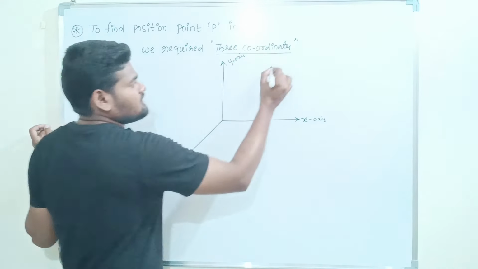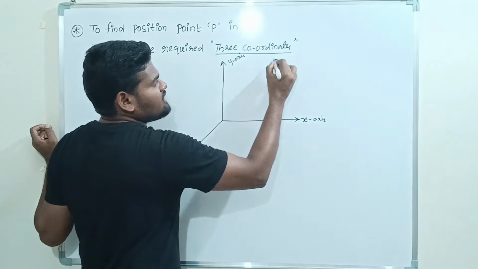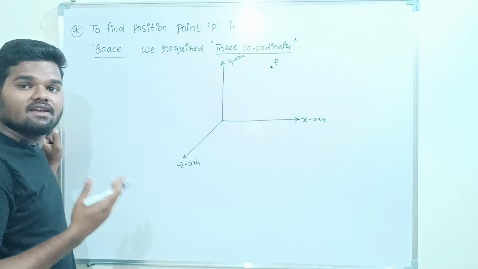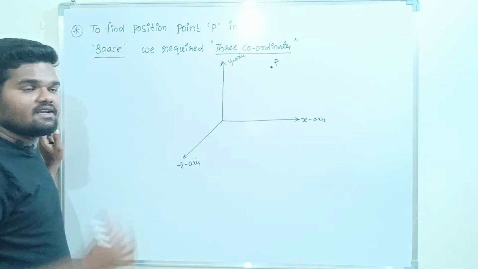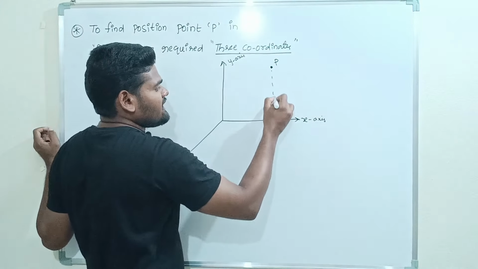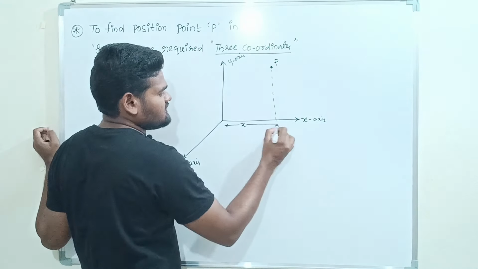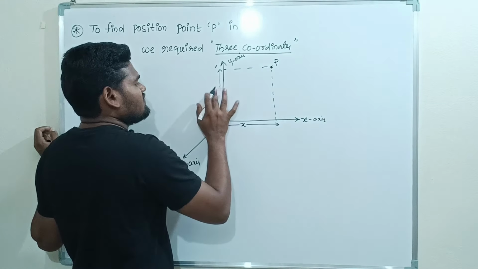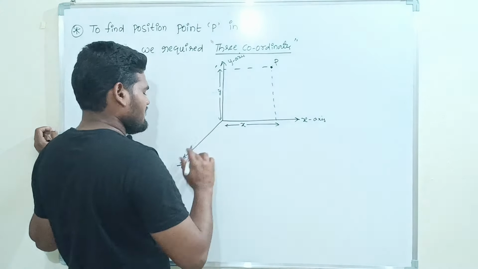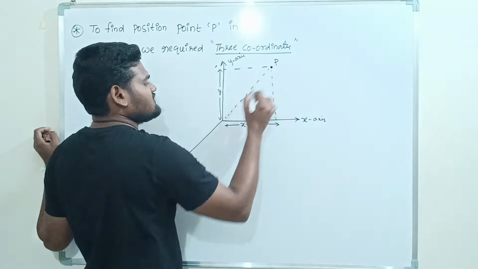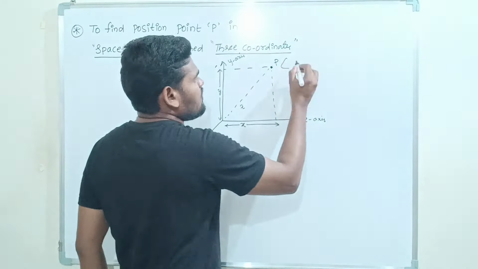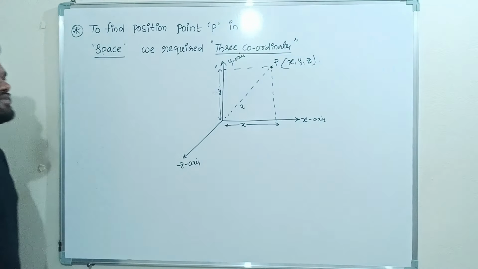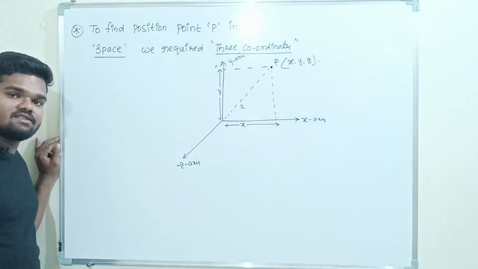So here is a point P in a given space. To find the position of a point P in a space, how many coordinates do we require? 3 coordinates. Along the x direction, it is at an x distance; along the y axis, point P is at a distance y; and along the z direction, point P is at a z distance. So the coordinates of point P are x, y, z.